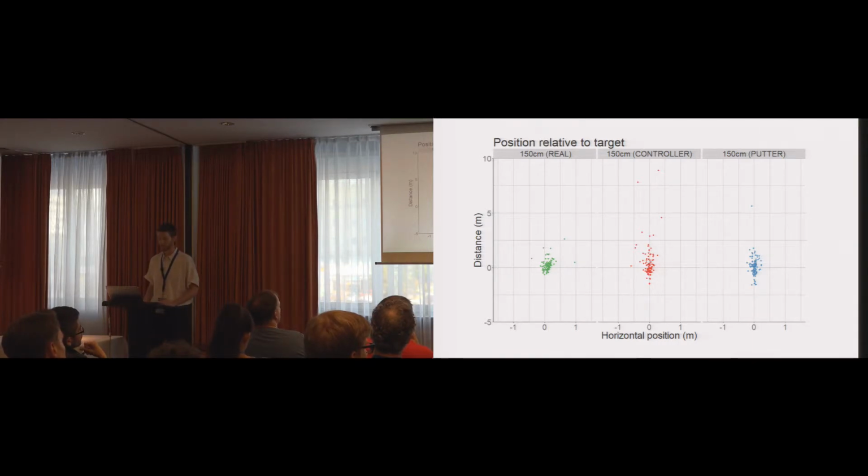So here's the raw data, basically, for the 150 centimeter distance. As you can see, these are just the final positions of the ball. And at 0, 0, that's where the target is. So as close to that is better.